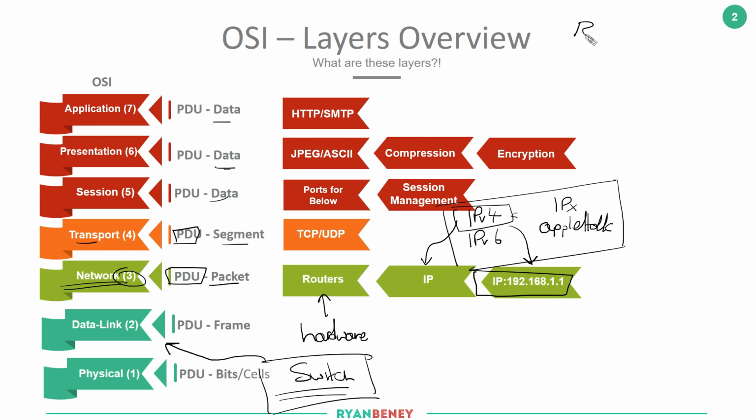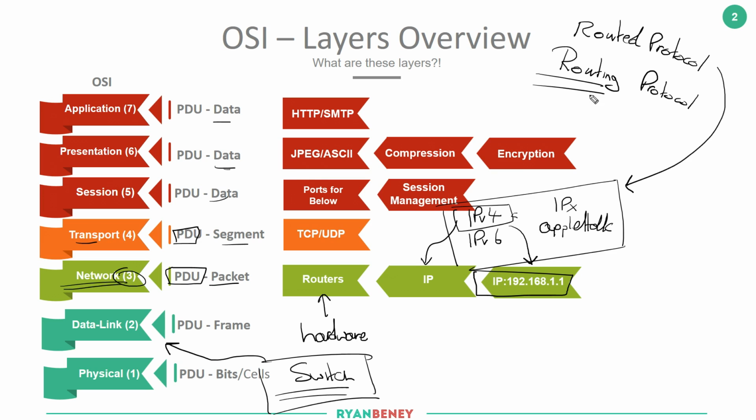You hear something called a routed protocol and something called a routing protocol. So a routed protocol is what we've discussed already. So that's your IPv4, your IPv6, your AppleTalk and so forth. A routing protocol is used to actually route traffic.